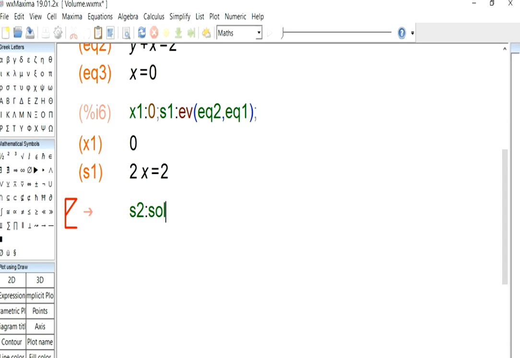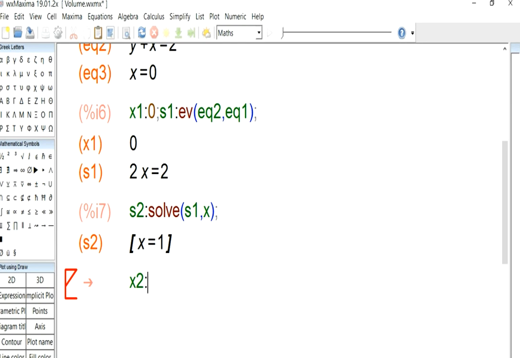So now S2 means solve S1. Here the variable is x, so S2 colon solve within parenthesis write S1 comma x. Next, put the semicolon, shift enter gives the value of x as 1, that is our x2, that is the upper limit of x. So x1 is 0 and x2 is 1.